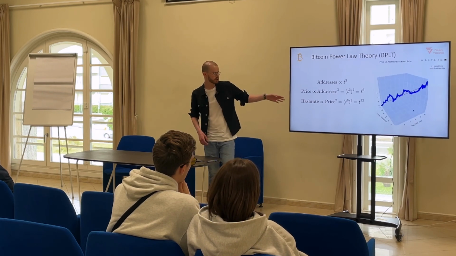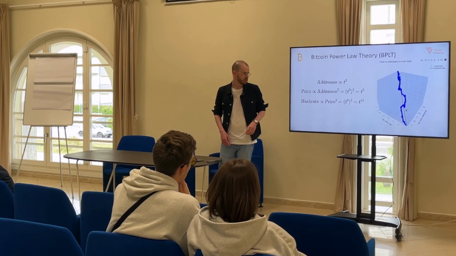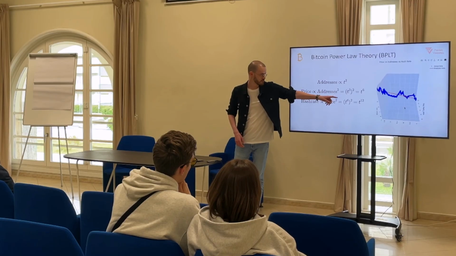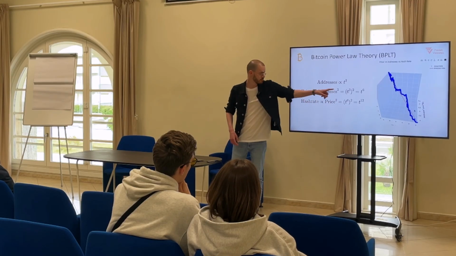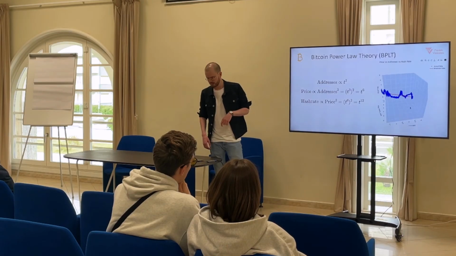And the hash rate has also grown proportionally to the square of the price, which equates to the number of days since the genesis block squared. And price is proportional to the number of days to the power of 6.